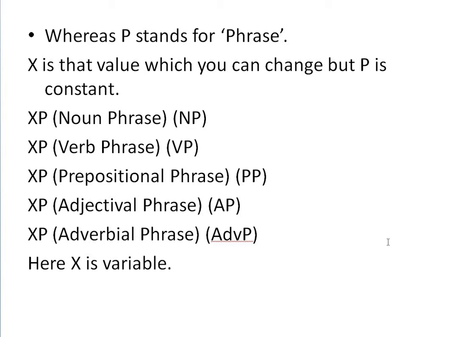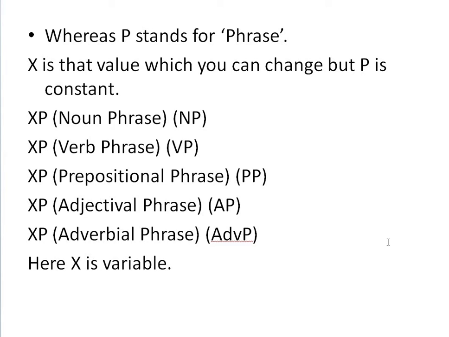If we put a noun instead of X, the phrase XP becomes the noun phrase. If we put a verb instead of X, the XP becomes the verb phrase. X is a term for any lexical category, so we are just putting in values, just as we put values in mathematics. Here we are just changing the lexical category, the part of speech, and the phrase is constant. So that is the concept of XP.